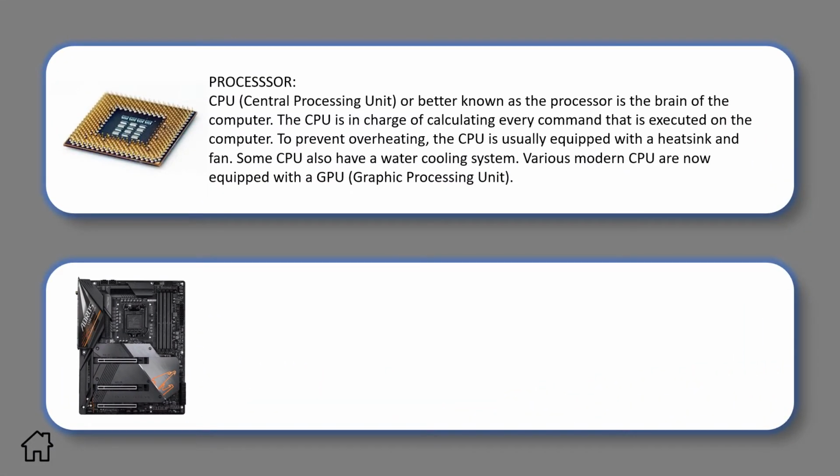Processor. CPU, Central Processing Unit, better known as the processor, is the brain of the computer. The CPU is in charge of calculating every command that is executed on the computer. To prevent overheating, the CPU is usually equipped with a heatsink and fan. Some CPUs also have a water cooling system. Various modern CPUs are now equipped with a GPU, Graphic Processing Unit.